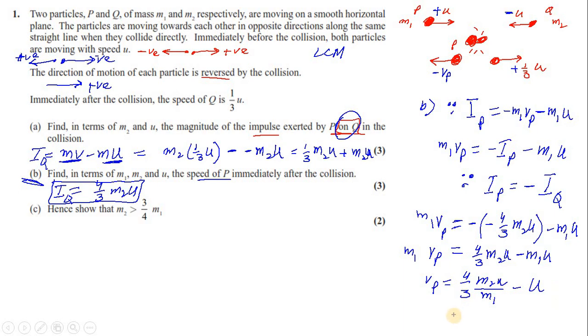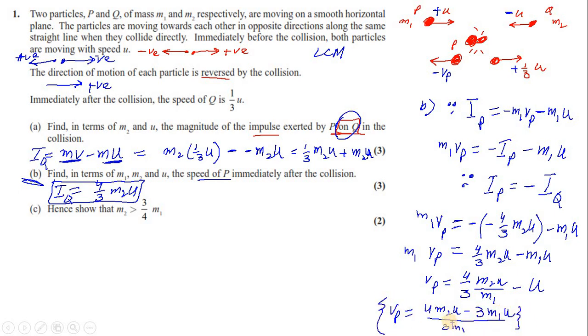And then you just take LCM 3M1. When you take LCM 3M1, you can say that VP would be equal to 4 M2U minus 3 M1 U, divided by 3M1. And then you can leave it here, it's fine, it is also your answer.